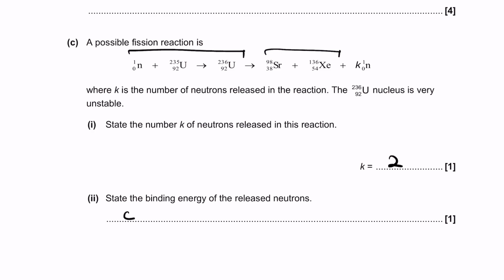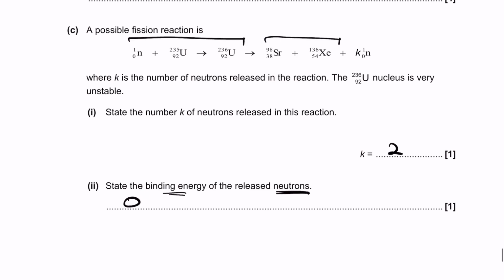They will be 0 because they are neutrons. Binding energy of a nucleus is the energy required to completely strip off a nucleus of its nucleons, okay? So this is neutrons itself, therefore it would be 0.